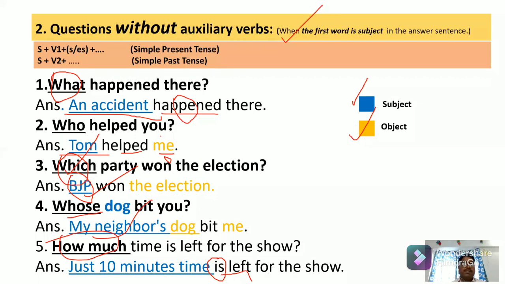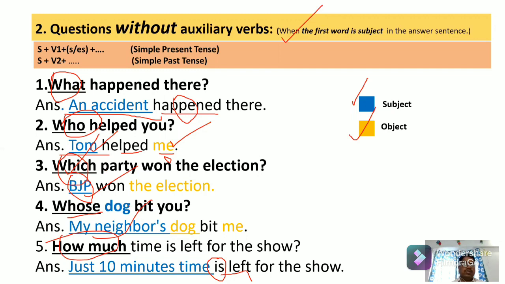But in the next slide, what happened? Who helped you? The word who is functioning here as a subject, not as an object, because me is not the answer. Me is not the answer to the question word who, but Tom is the answer to the question word who. And Tom is functioning as a subject. Is it clear? Yes, hope it is clear and understood.